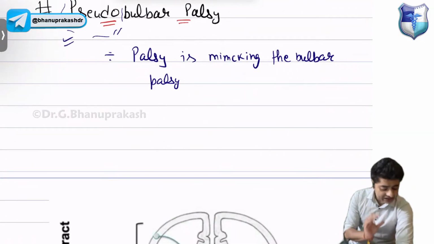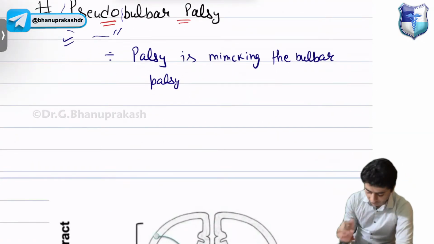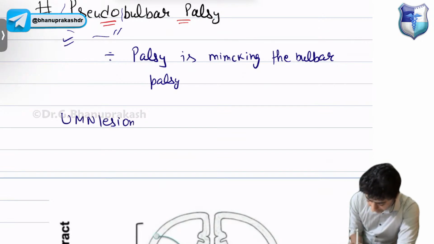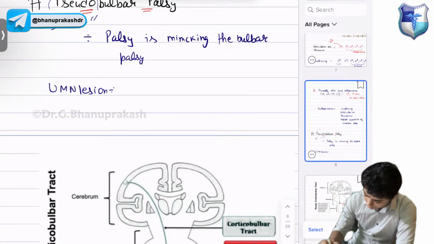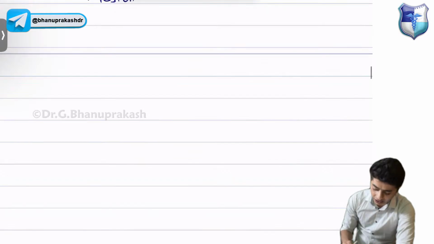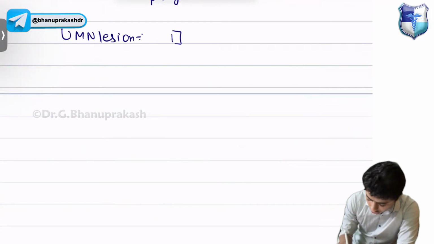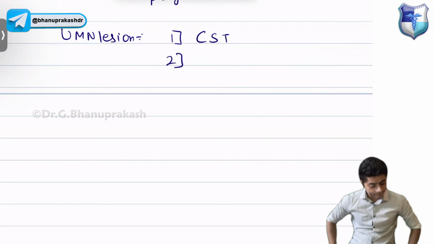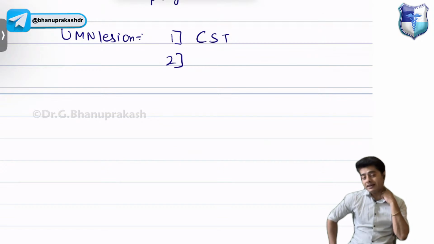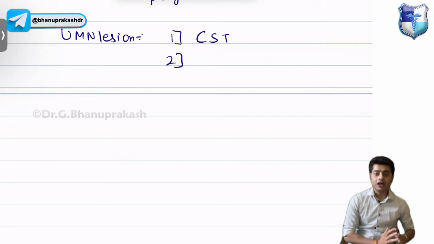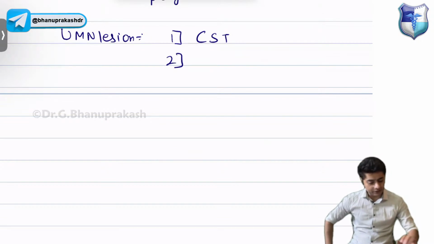Now, Dheeraj is saying it is a UMN lesion. Okay, very good. It is a UMN lesion. So what are the UMN tracts? First is your corticospinal tract. Other than the corticospinal tract, which tract is your UMN tract? Just tell me in the comment section.